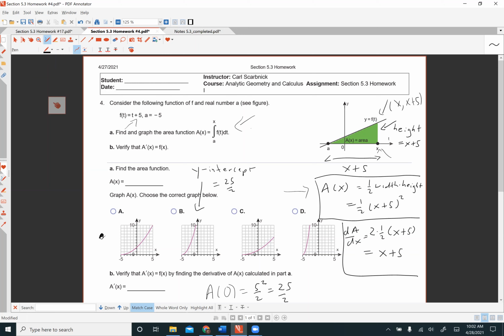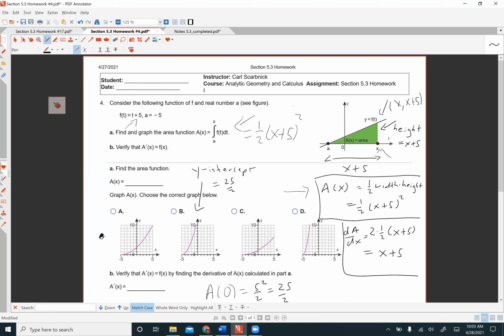So the antiderivative function, not by using our rules of integration that we learned in section 5.9, but just by using the triangle, is 1/2 times x plus 5 squared. And then if you take the derivative, you just get x plus 5 again, right? So we did both parts here.